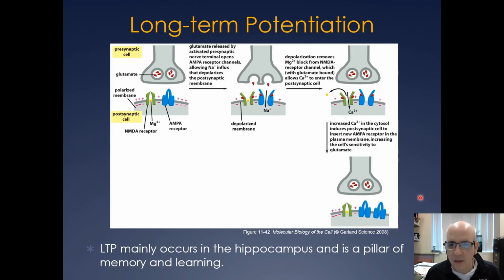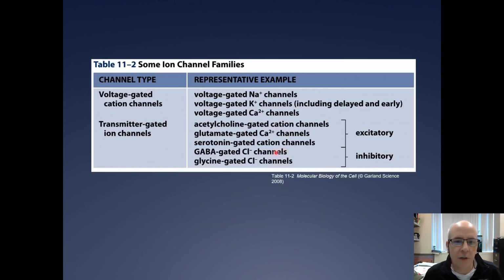Okay? And so here's a little table of the various voltage-gated ion channels and neurotransmitter-gated channels. Serotonin, acetylcholine, glutamate, we looked at those. There's also GABA and glycine-gated, and here's some of your voltage-gated ones. Okay, and these can be either excitatory or inhibitory.